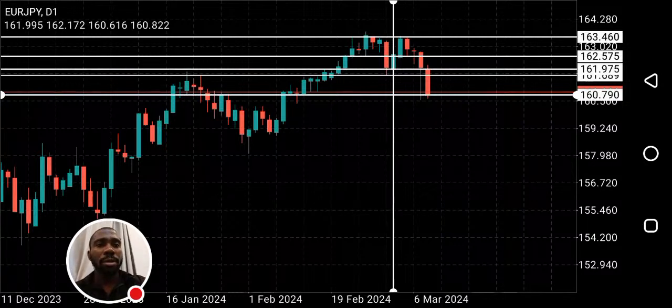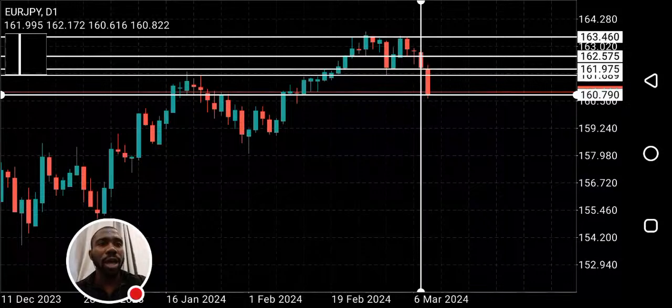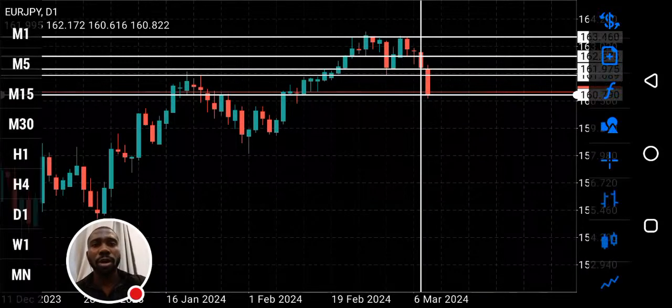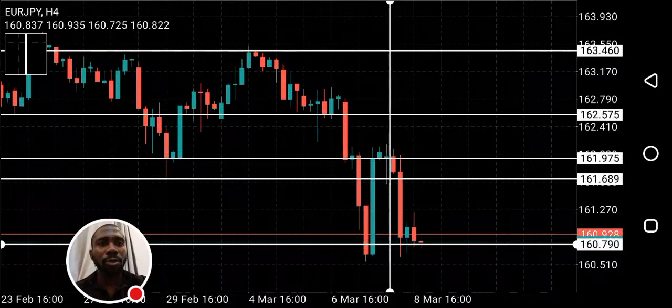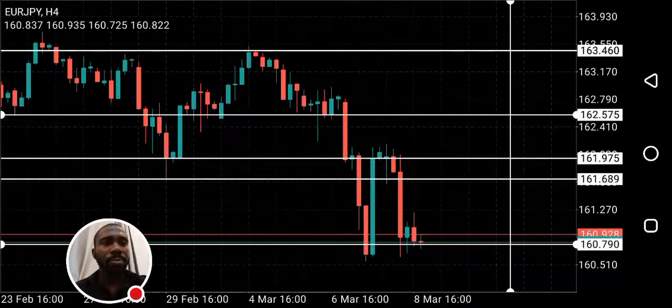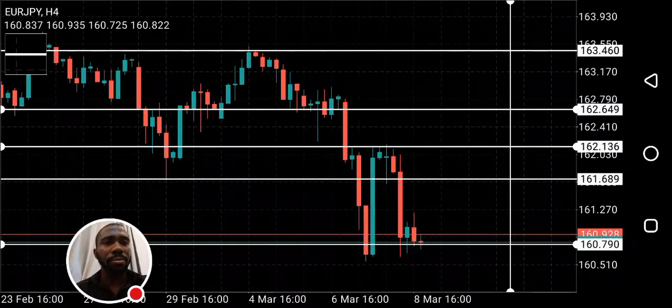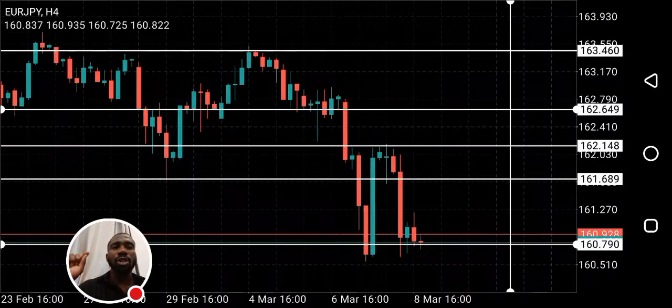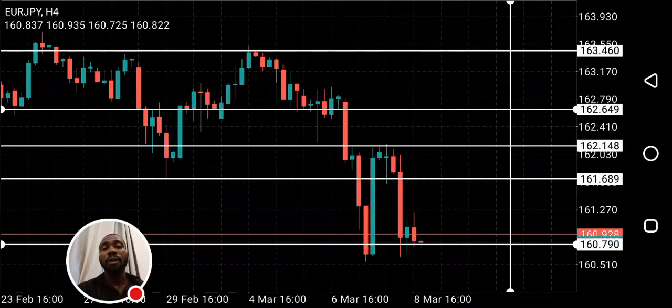Or we could go down to a lower time frame to identify a fair value gap after the breakout. Let's go to 4 hour. Let's see what we have on 4 hour. On 4 hour, a fair value gap was created, and that gap has not been filled. So I want to see price pull back and fill that gap before I sell.